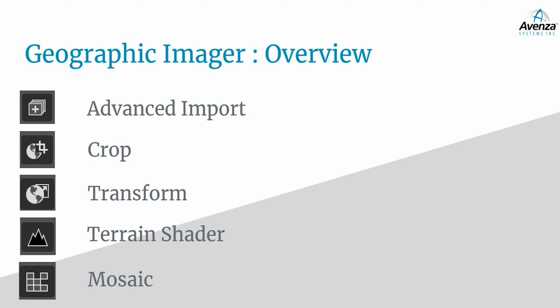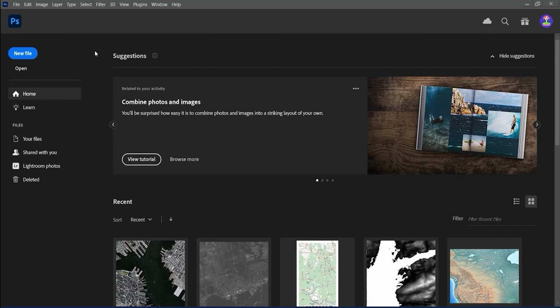This video will showcase some of the primary tools available on Geographic Imager. I'll be demonstrating how to use the import, transform, crop, shaded relief, and mosaic tools to create a hill-shaded satellite image. In this section, we're going to go over how to use the Advanced Import feature in Geographic Imager.